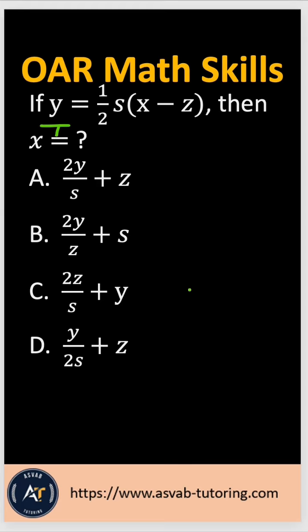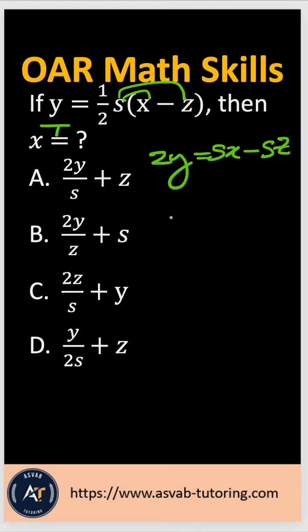So let's do that in here. So you have 2y and then multiply x with everything in here, right? So that gives you sx minus sz. So now bring all this x in one side and then other things another side.